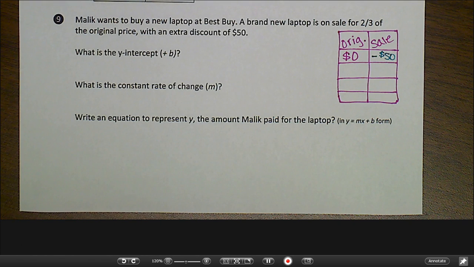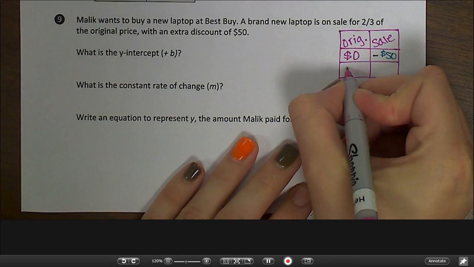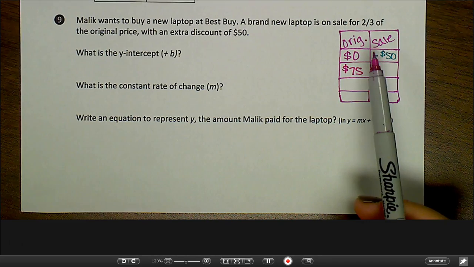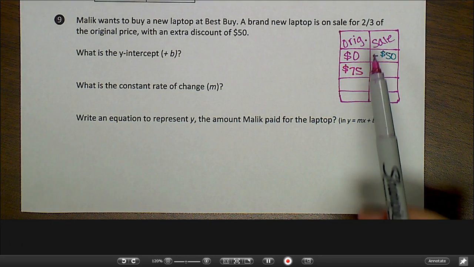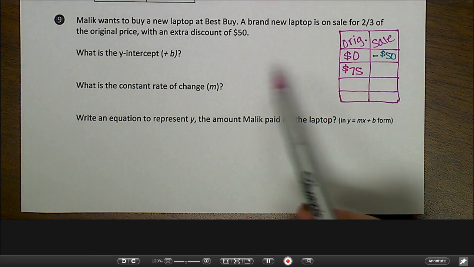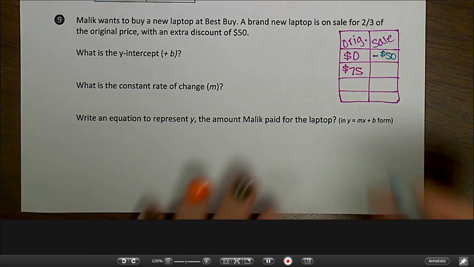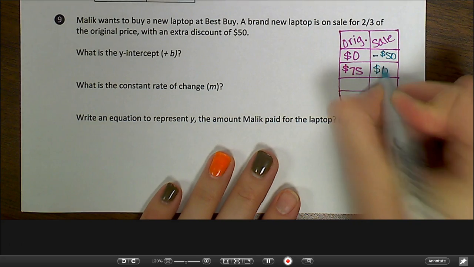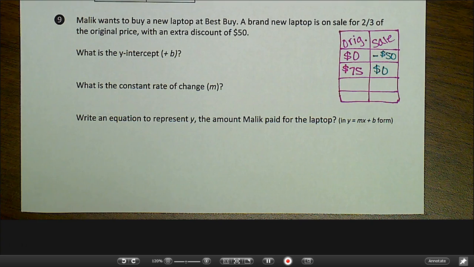All right, let's say now that the laptop was, let's say, $75 normally. Well, 2/3 of 75 is 50, and an extra discount of $50, so $50 minus $50 is 0. So I'd actually be getting it for free at that point. Again, I know this would never happen. This is like make-believe land.